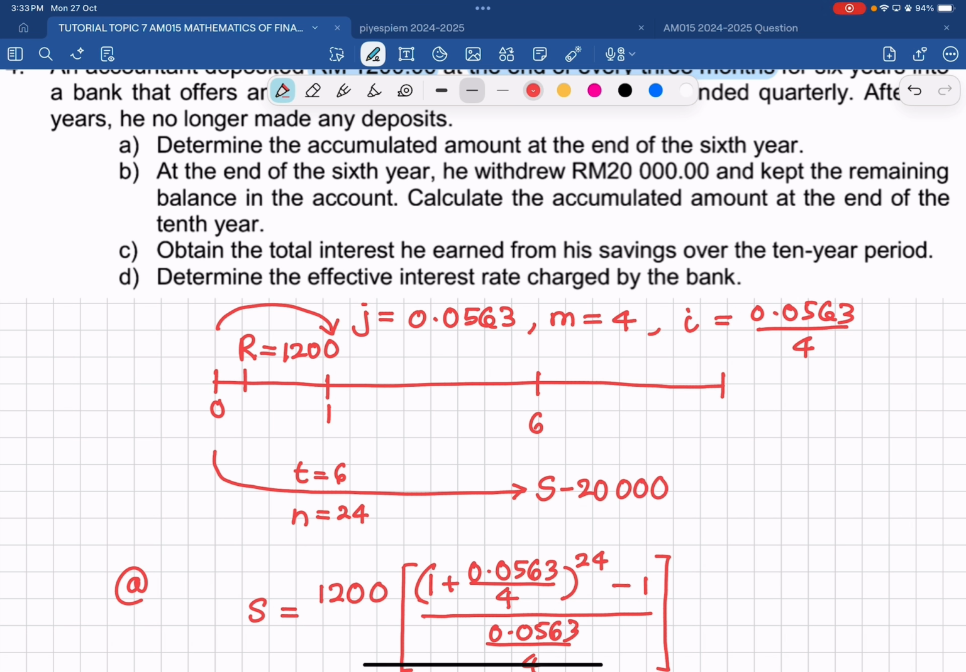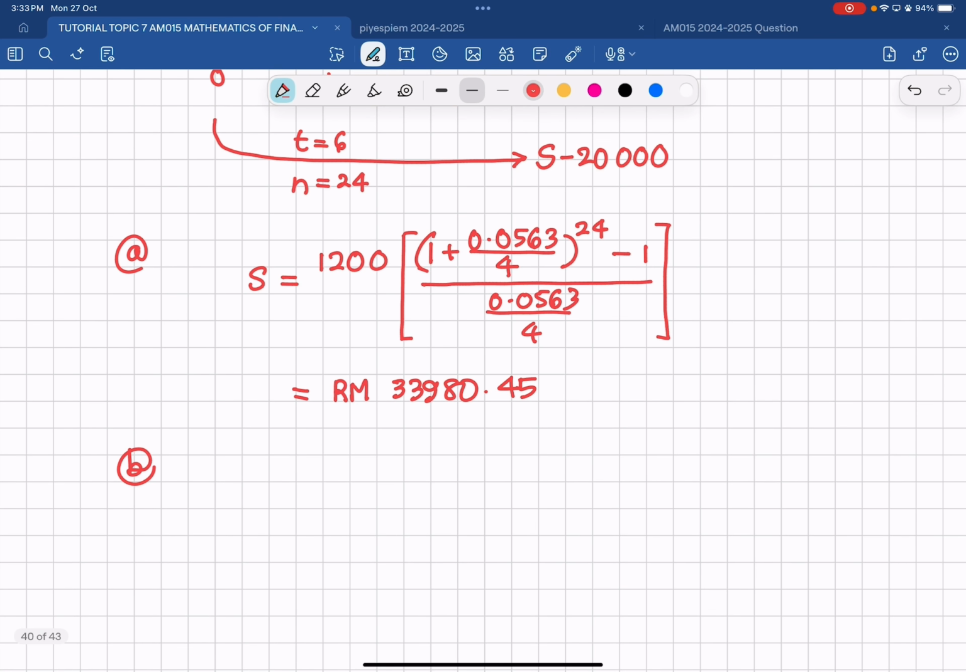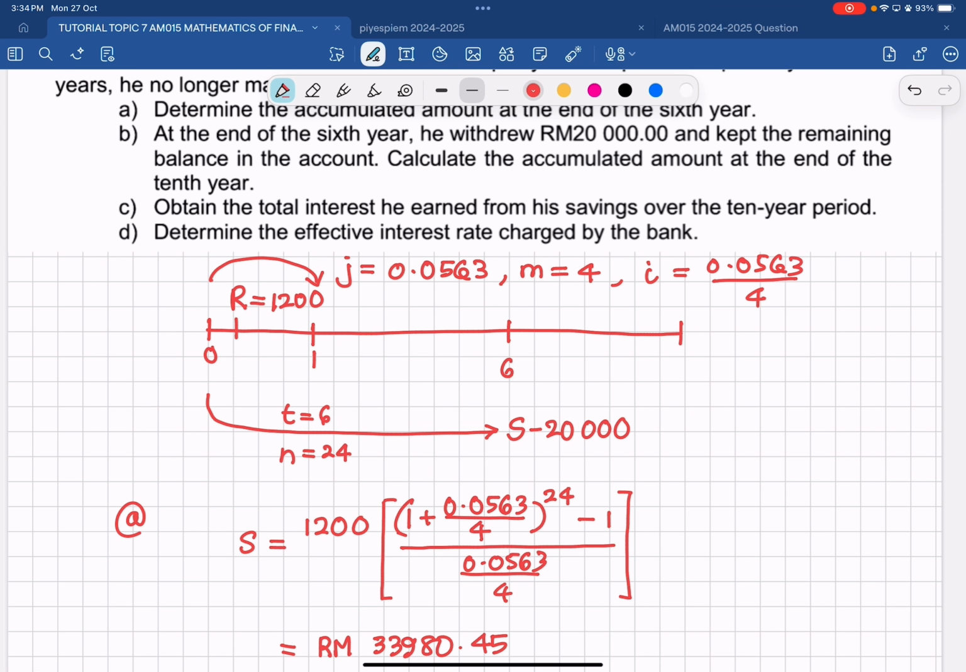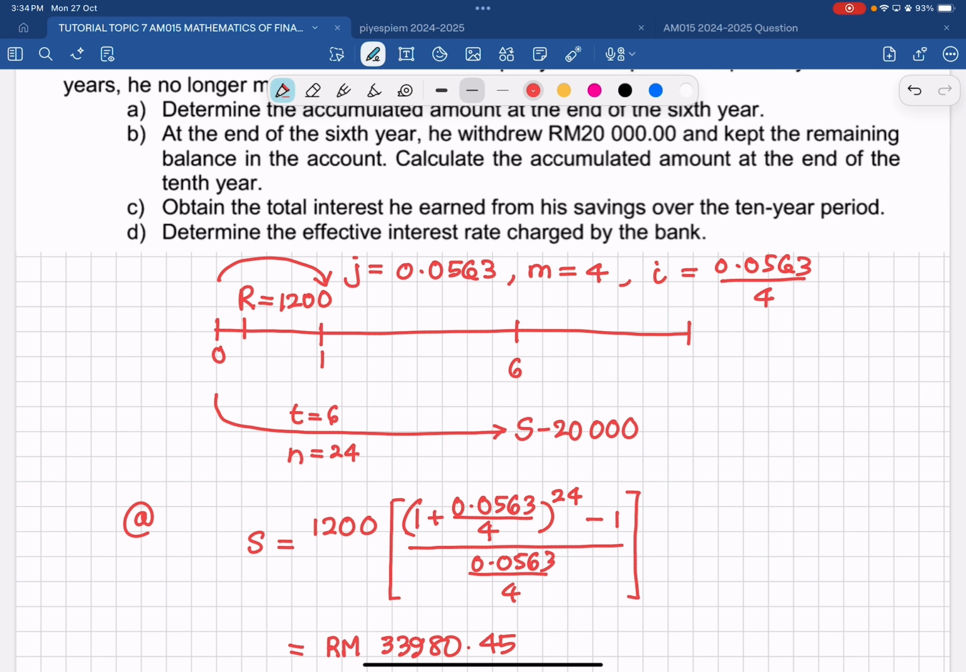And kept the remaining balance in the account. Okay, macam mana nak cari balance? How to find the balance? Ambil kita punya S, 33,980.45 minus 20,000. Nanti dapat 13,980 and 45 cent. Then what happened to the balance? He kept the remaining balance. So balance tu dia tak bawa keluar, and calculate the accumulated amount at the end of the 10th year.